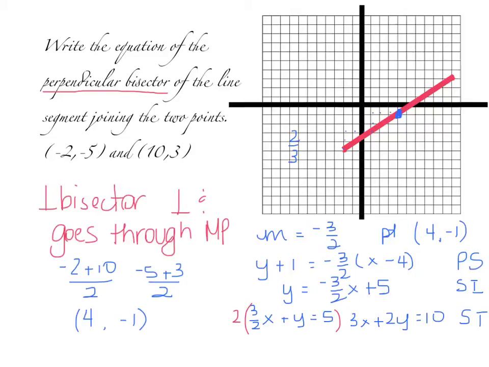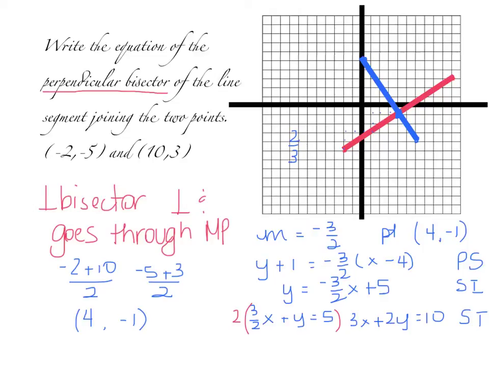And now I'm just going to plot it. Slope is -3 over 2. -3 over 2. So that would be the perpendicular bisector.